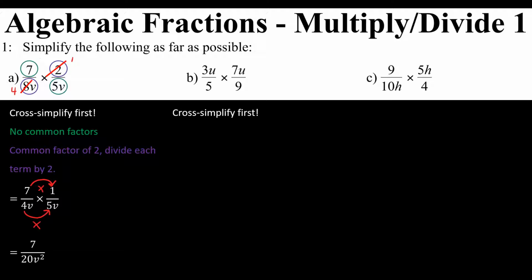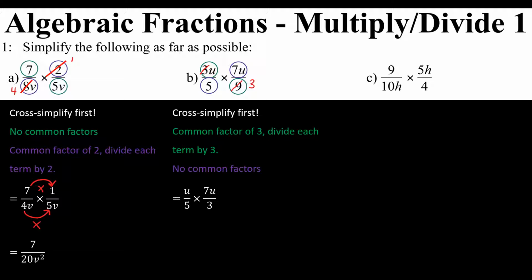Okay, with b we start by cross simplifying 3u and 9. They have a common factor of 3, so we're going to divide each term by 3. Obviously 9 divided by 3 is 3 and 3 divided by 3 is 1. Looking at the other ones, we've got a 7u and a 5. That's no common factors. So we rewrite our fractions simplified before multiplying. So top by the top, bottom by the bottom, we get 7u squared over 15.